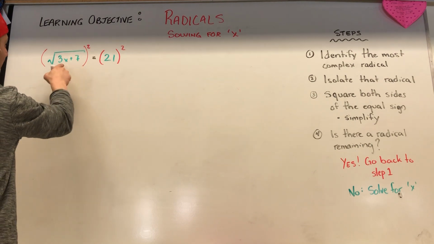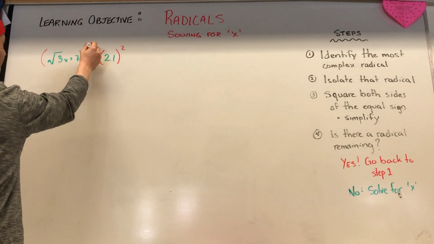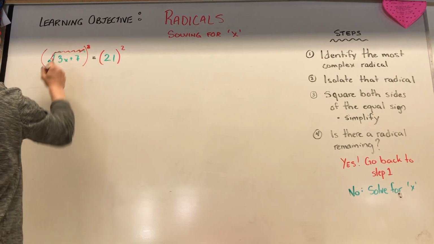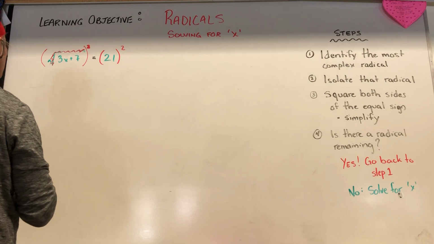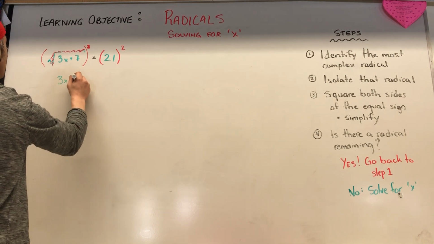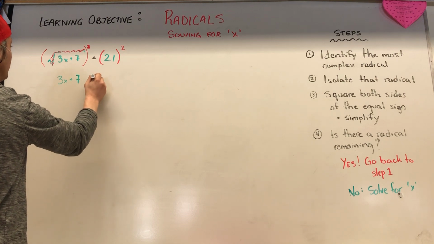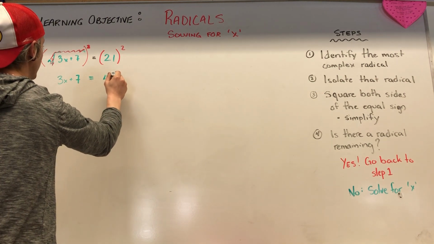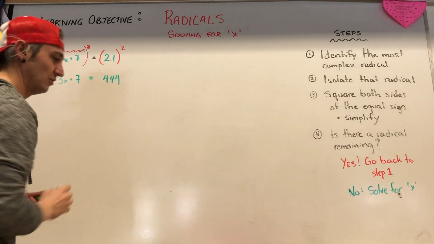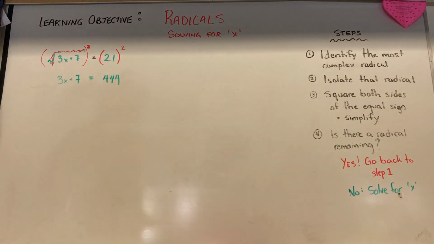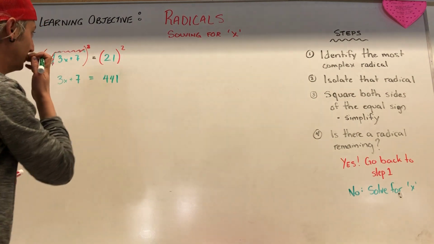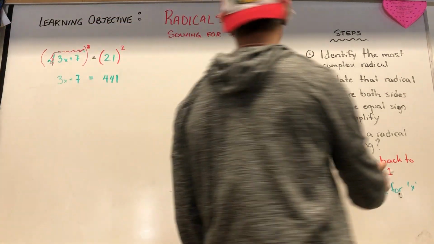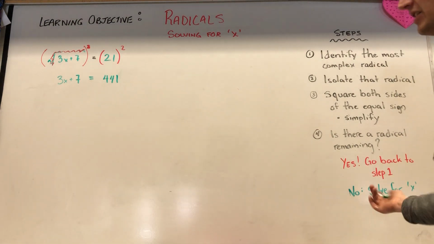Basically, because everything is under here and there's no other terms, this square is going to cancel our square root, and we're going to be left with 3x plus 7 is equal to 441. 21 squared is 441. Now, is there a radical remaining after I do that? No. So I can just go ahead and solve for x.